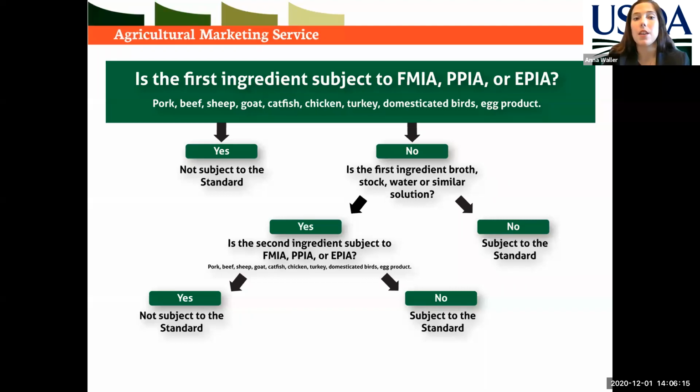This means that foods where the first ingredient is pork, beef, sheep, goat, or chicken, turkey, or another domesticated bird, or an egg product are not subject to the standard.